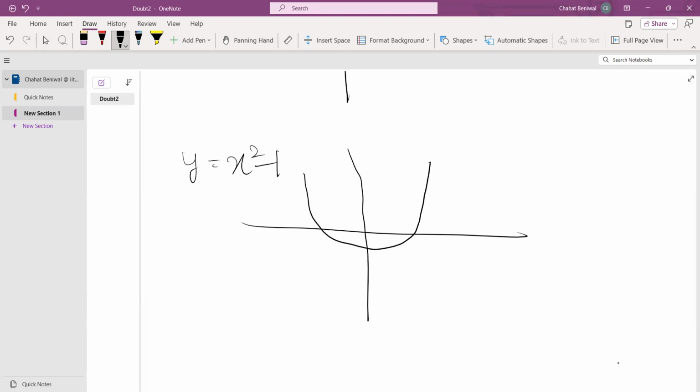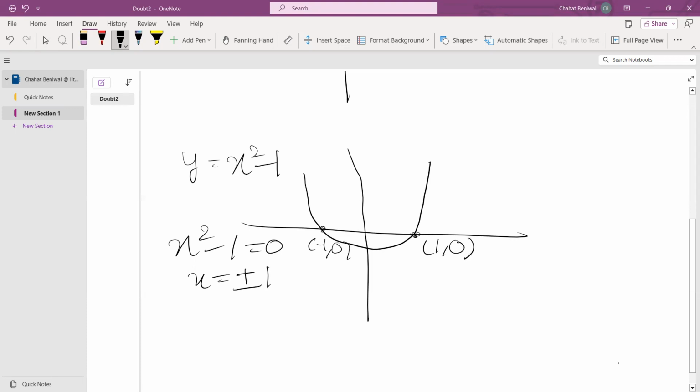Now I have to find at which points the graph is intersecting the x-axis because it is going to be important later. So at the x-axis, y is going to be 0. So x square minus 1 is equal to 0, so x is going to be plus minus 1. So this is going to be minus 1 comma 0, and this is going to be 1 comma 0.